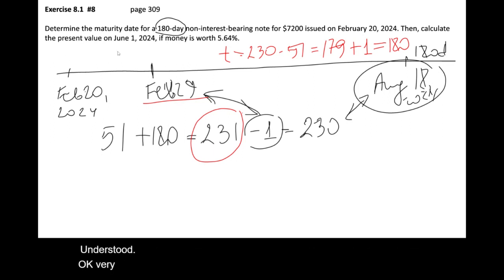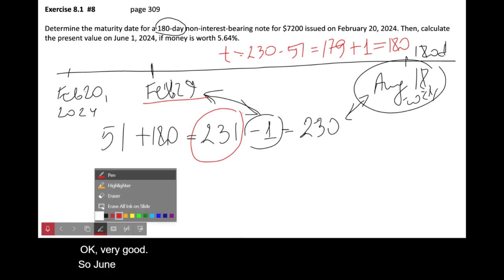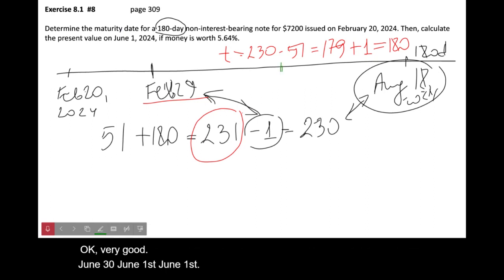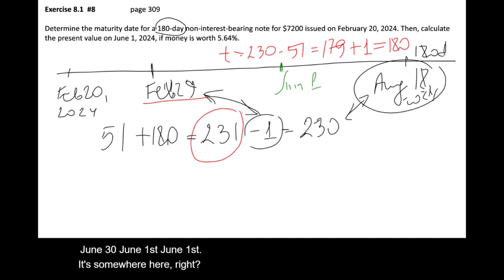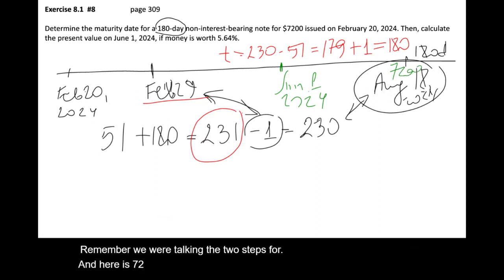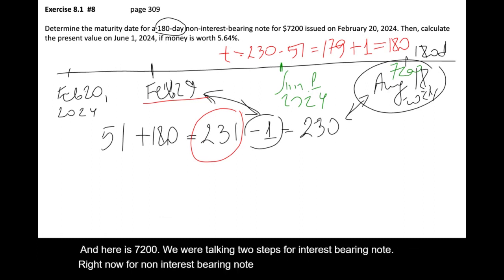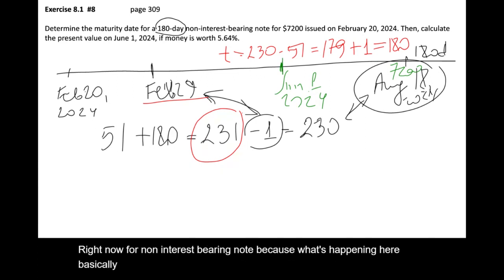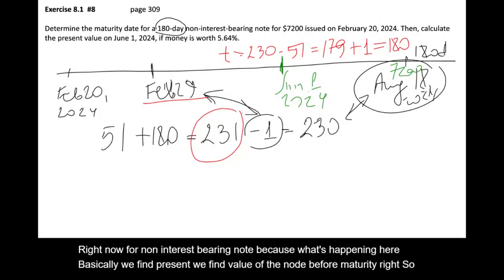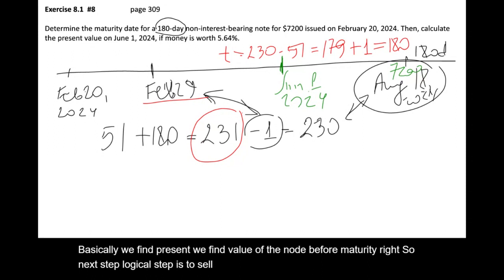Okay, very good. So now June 1st, it's somewhere here, right? June 1st, 2024. Now, remember we were talking 2 steps for, here's 7,200. We were talking 2 steps for interest-bearing note, right? Now for non-interest-bearing note, because what's happening here, basically we find value of the note before maturity, right? So next step, logical step, is to sell it, right?